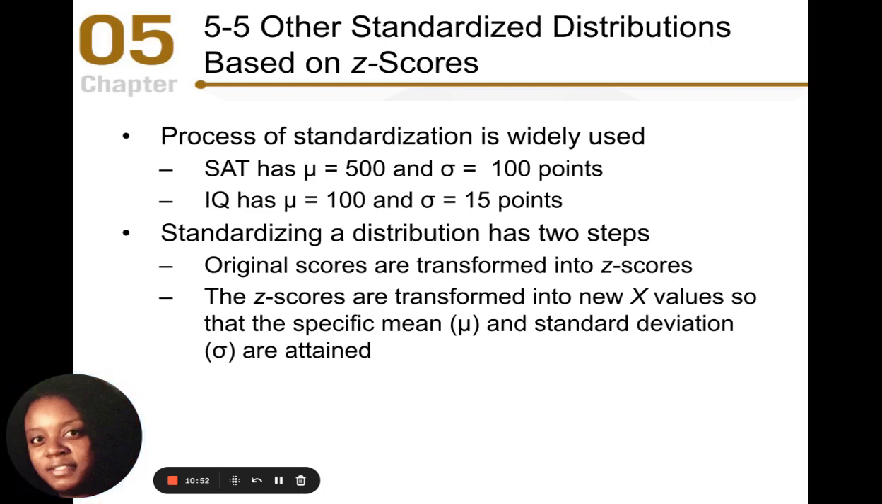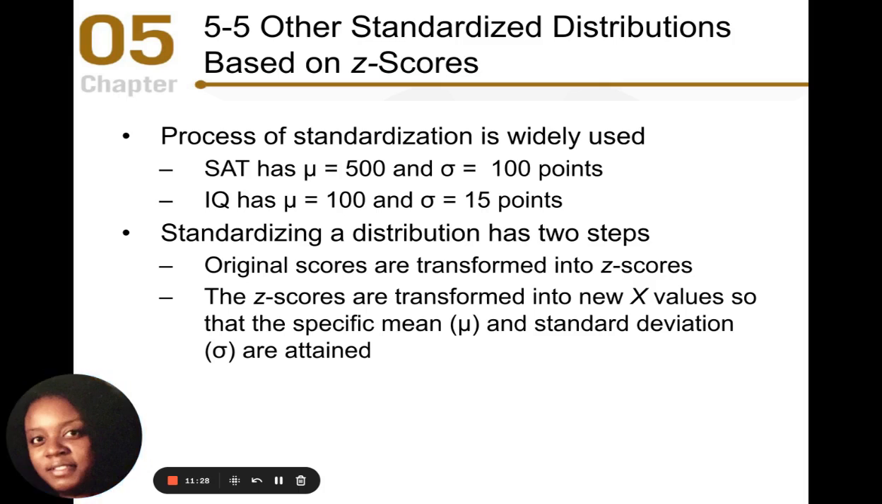When standard deviation is used very widely, we can have some different formulas used. For the SAT, there's usually an average of 500 with a standard deviation of 100 points. And then for IQ, we can have the average IQ being 100 points with a standard deviation of 15 points.